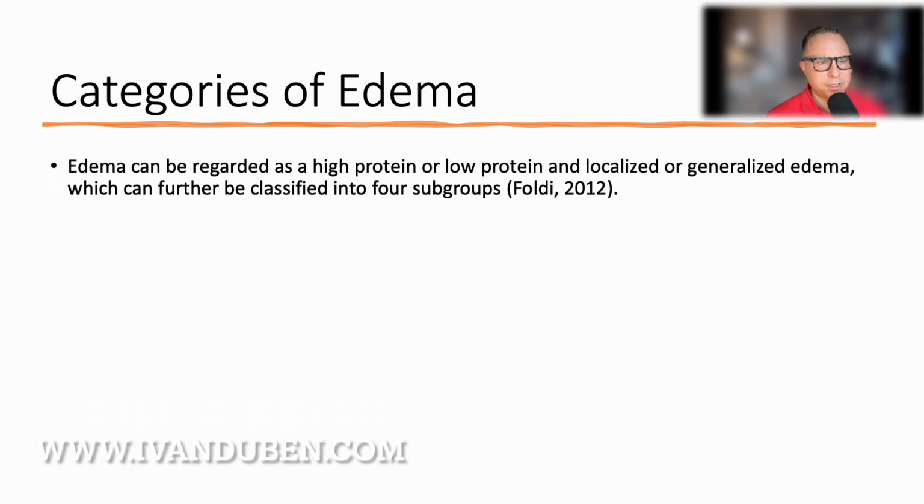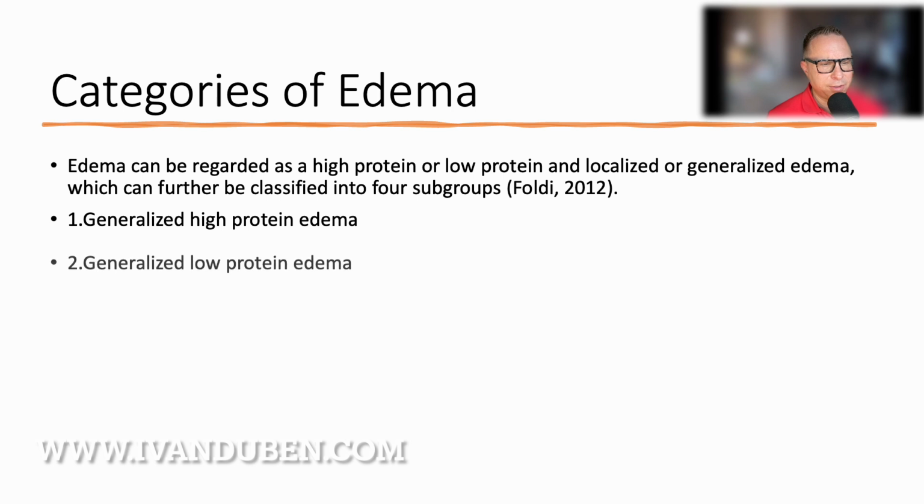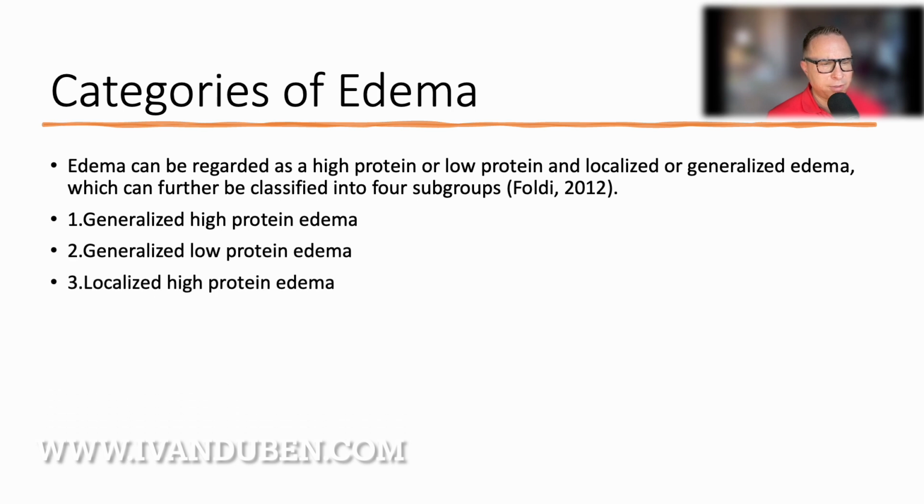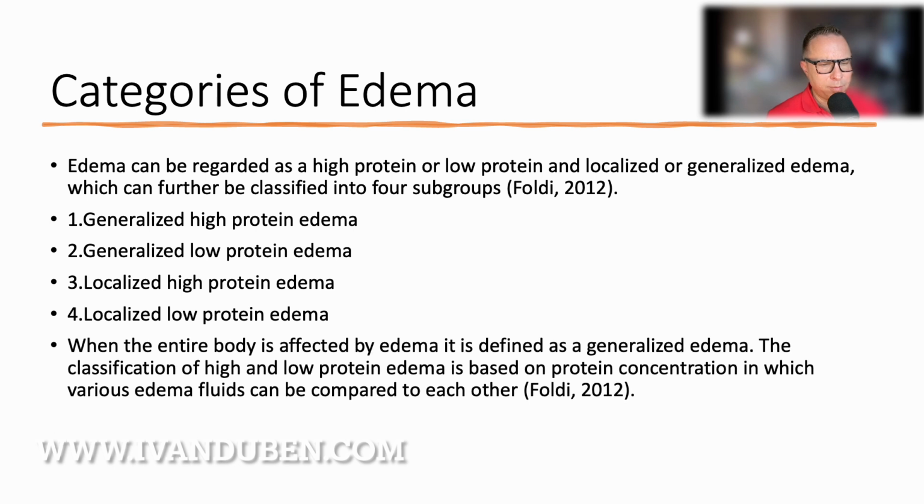Looking at categories of edema, edema can be regarded as a high protein or a low protein and localized or generalized edema, which can further be classified into 4 subgroups: generalized high protein edema, generalized low protein edema, localized high protein edema, localized low protein edema. When the entire body is affected by edema, it is defined as a generalized edema. The classification of high and low protein edema is based on protein concentrations in which various edema fluids can be compared to each other.